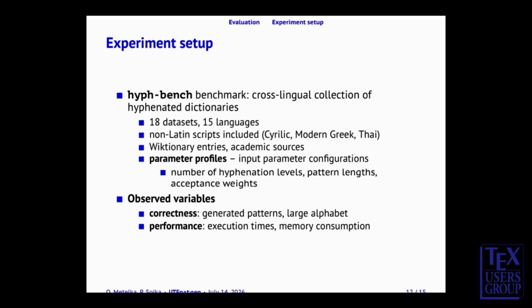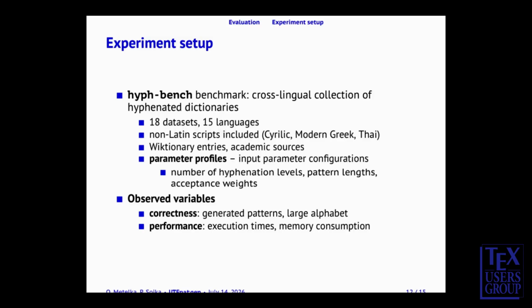We ran UTFpatgen with several configurations and observed its behavior compared to PatGen. As the base for experimentation, we created the Hyphenation collection of hyphenation dictionaries. Hyphenation comprises 18 datasets in total from 15 languages, including non-Latin scripted languages such as Russian and Ukrainian, which use the Cyrillic alphabet, Modern Greek, and Thai. The data come from various sources of different quality. The collection contains datasets created by scraping Wiktionary, as well as polished academic dictionaries.